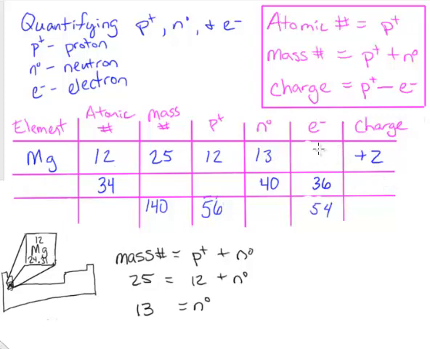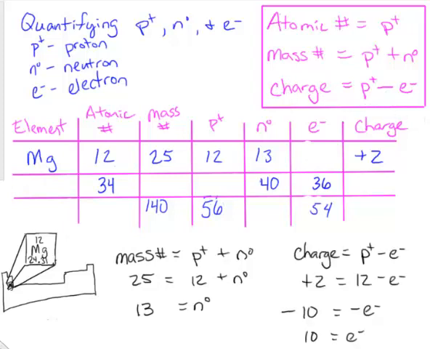And finally, we need to find the number of electrons. The only place where we can locate the number of electrons is here in the charge. Charge equals protons minus electrons. So let's solve for electrons in our equation. The charge was given to us as plus 2. We have 12 protons. 12 minus what gives us positive 2? 12 minus 10 gives us positive 2. So I'll simply record that there.